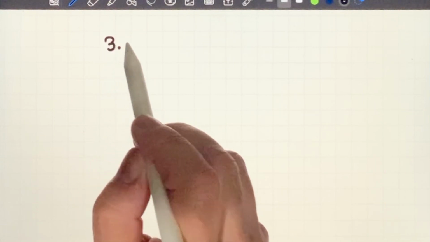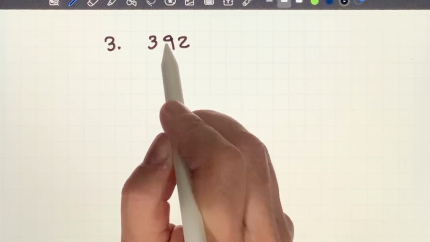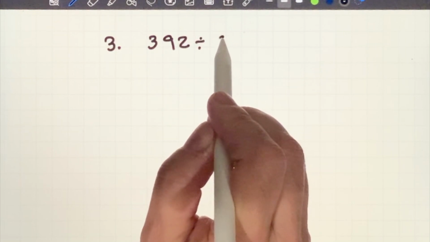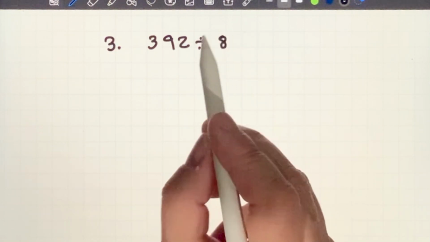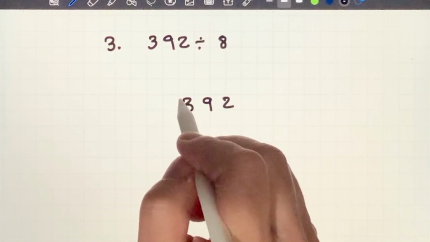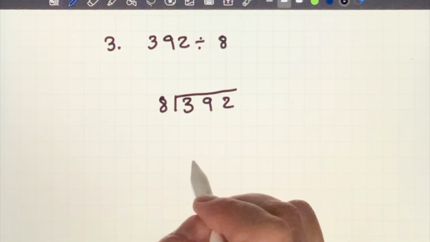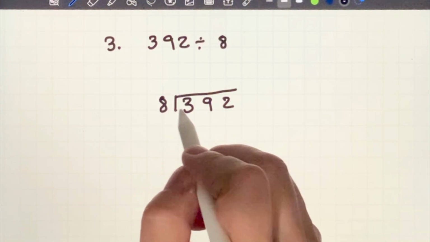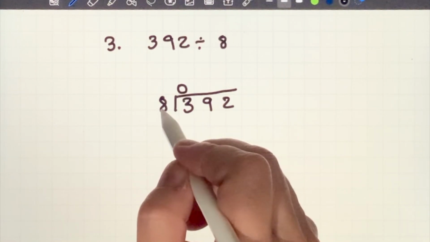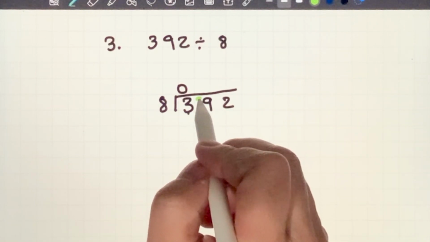Example number 3. We have been asked to divide 392 by 8. And so this is our dividend, which we put in here. And this is our divisor, which goes in there. So 8 into 3 does not go in. 0 times 8 is 0. So I've got 3 left over. And I put that there.